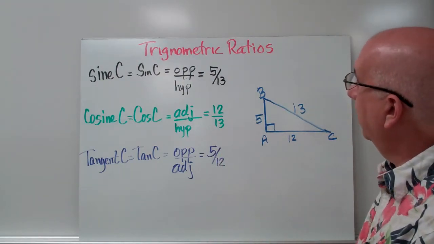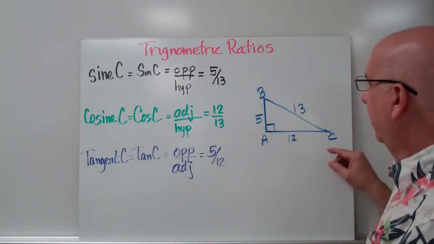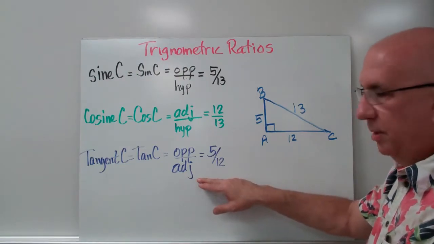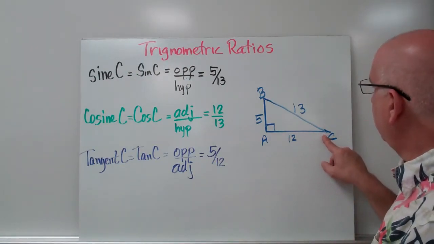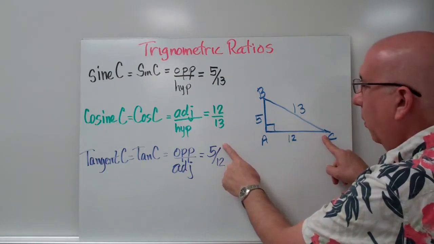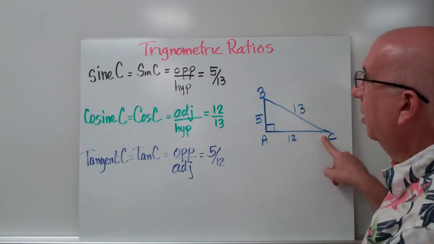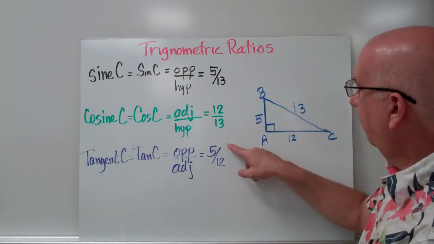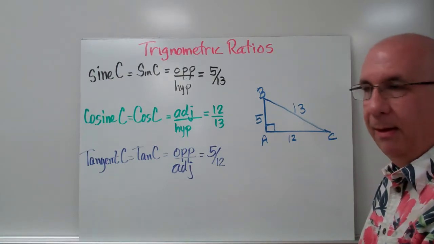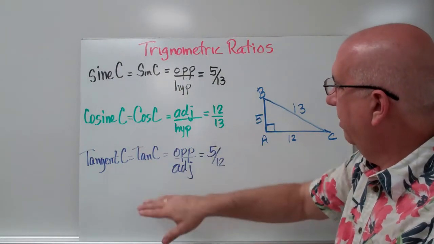The final trigonometric ratio is called the tangent of C. We do the same thing we did before, and that's equal to the opposite over the adjacent. The hypotenuse is not used for tangent. So to find the tangent of C, we touch C, we find out what's opposite, which is 5, goes on top. Over the adjacent, 12, goes on the bottom. So my ratio for tangent is 5 over 12. The tangent of C is 5 over 12. The three trig function ratios then are the sine, the cosine, and the tangent.